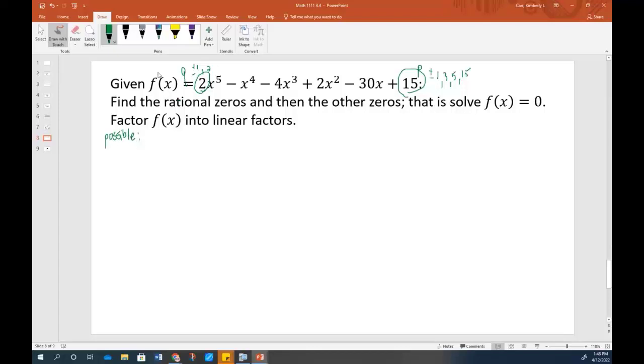Although when you're doing this online, you do have to type them all out. I am just going to put a plus and a minus to save myself some room right here. And so it'll be the positive and negatives of all these numbers I put. And don't forget the possibles is your listing of your P's over Q's, every way that you can combine it. So if I take 1, 3, 5, and 15 and put them over 1, I get those. And then I want to take 1, 3, 5, and 15 and put them over 2.